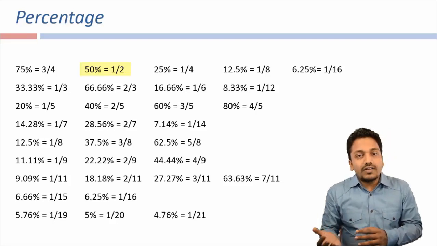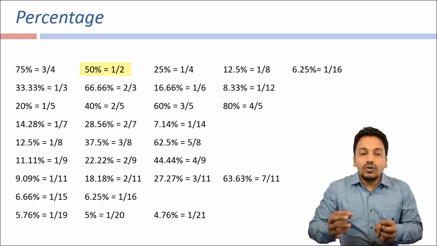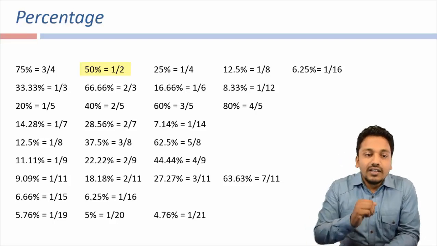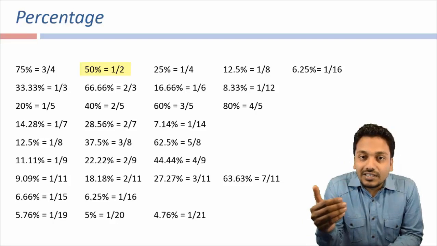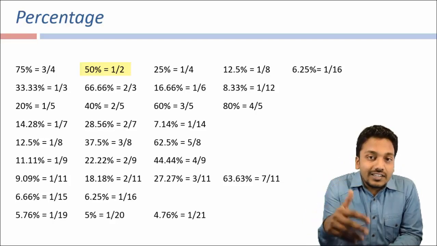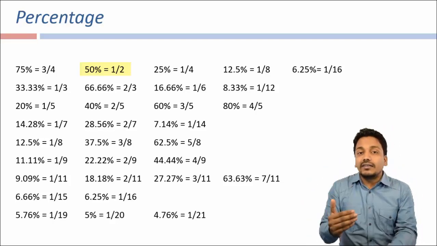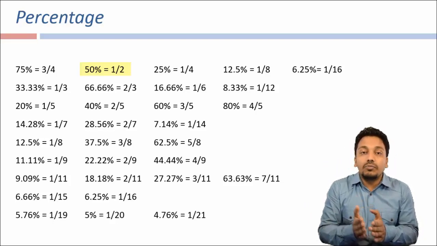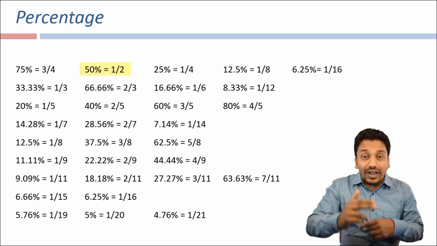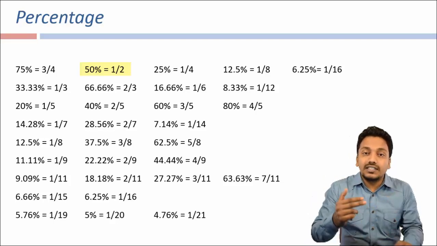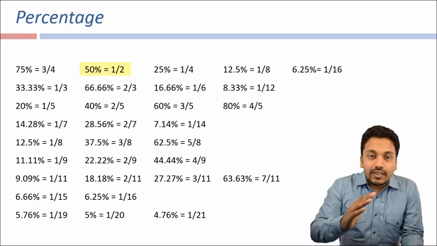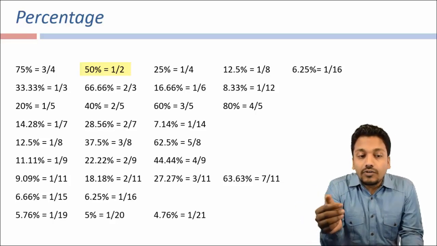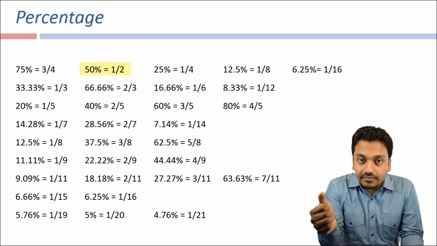Similarly, 12.5 is half of 25%. So 1 by 4 upon 2 would be 1 upon 8. Okay. Next, 33.33%. You have to keep this in mind. 33.33 is 1 by 3. So half of 33.33 is 16.66. That would be 1 by 6. Twice of 33.33 is 66.66. So if the percent is getting twice, even the fraction will get doubled. So the fraction would be 2 by 3.